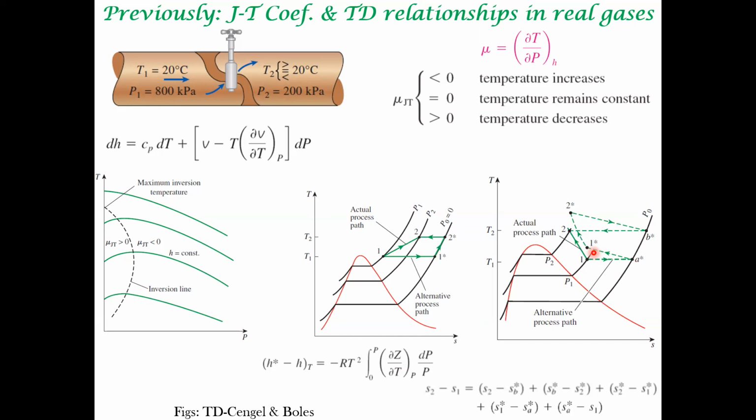Again, I emphasize that 1 star has the same temperature as state point 1, even though we have not indicated it at the same temperature, because of the way we are presenting this, in a TS plot. There are certain complexities involved in representing 1 star.